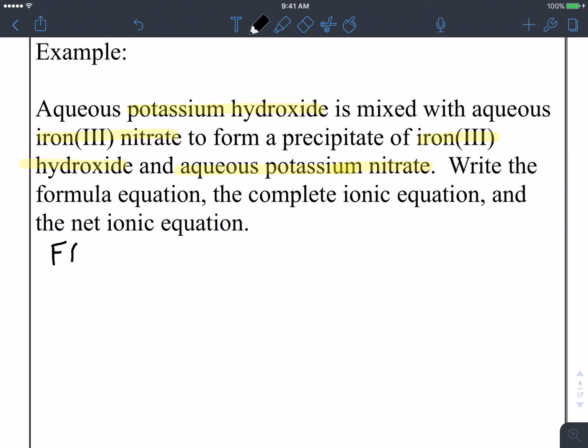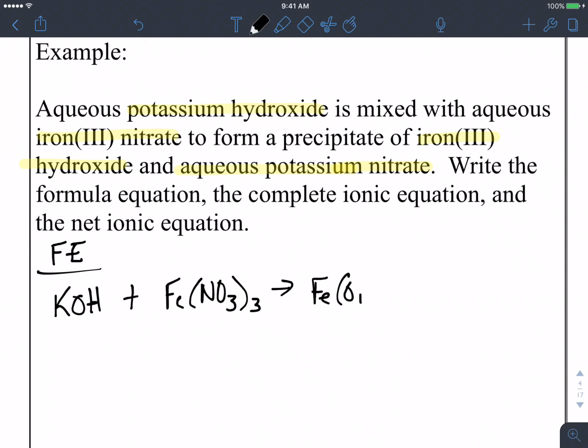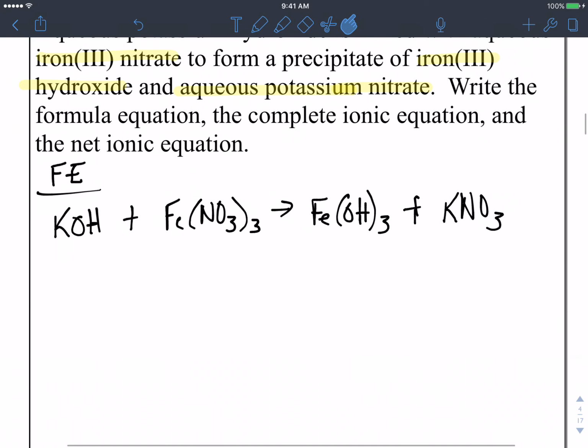So formula equation. We have potassium hydroxide, KOH. It reacts with aqueous iron 3 nitrate, FeNO3. It forms iron 3 hydroxide, FeOH3, and aqueous potassium nitrate, KNO3. So then we reference our solubility rules.